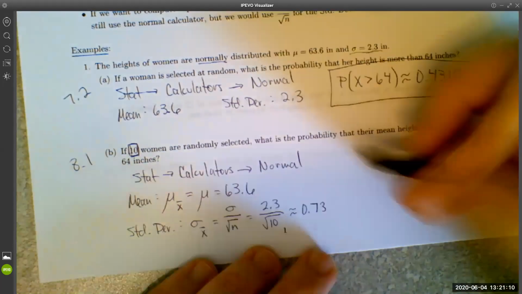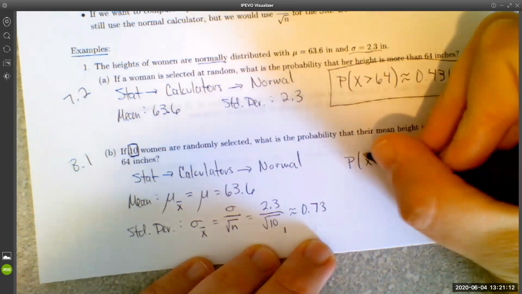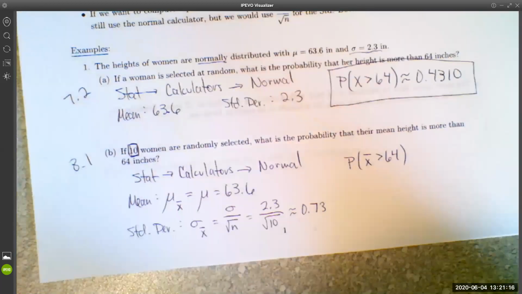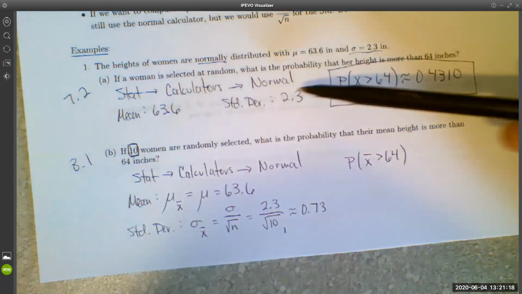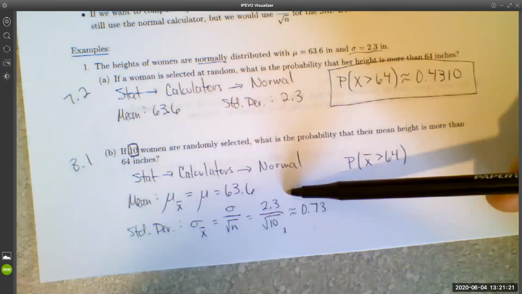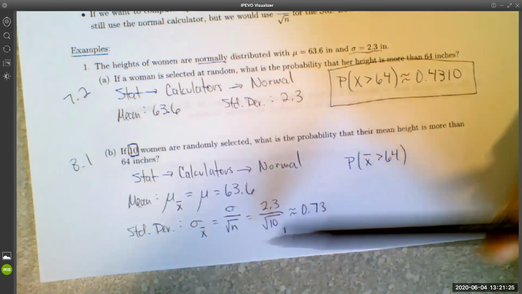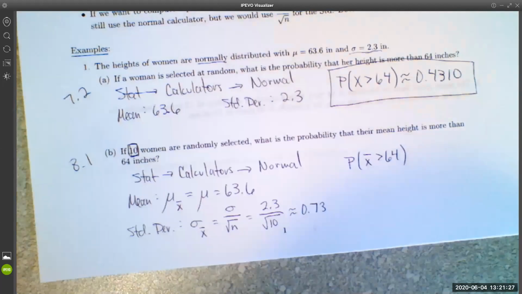So now I'm looking for the probability that a sample mean, x bar, is greater than 64. The only difference between how I do this problem and how I do this problem is that on this problem, I divided the standard deviation by the square root of the sample size. That's the only difference. So let's go to StatCrunch and see what that does to our probability.